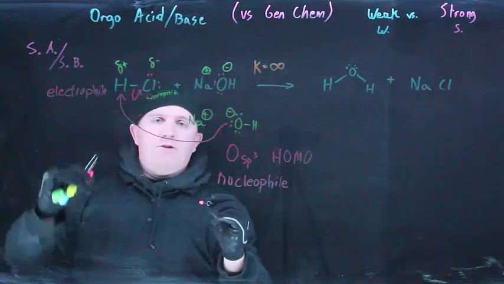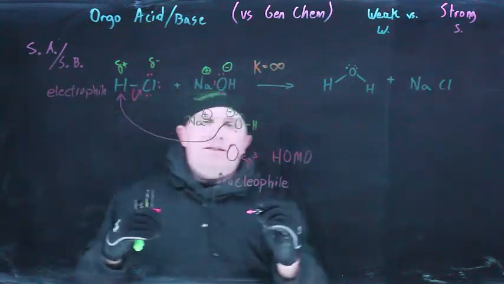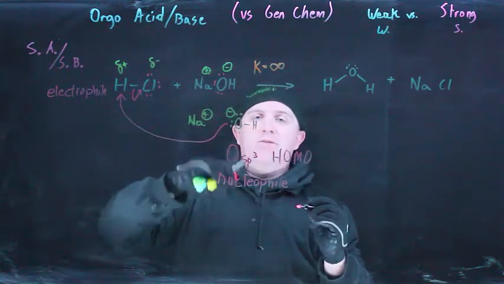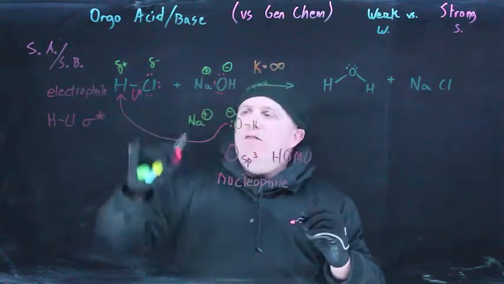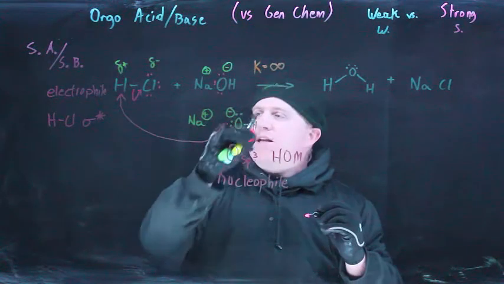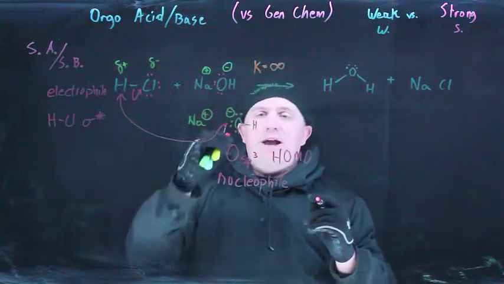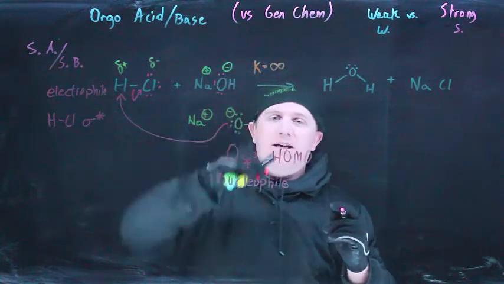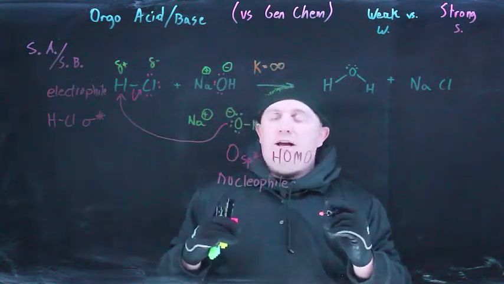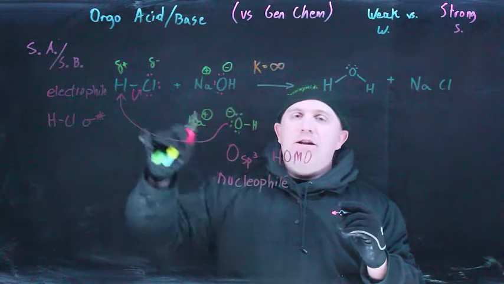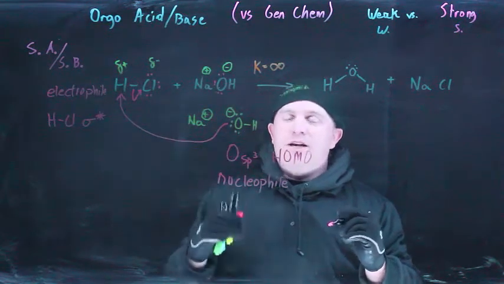And in particular, what's being attacked in this system is the HCl sigma star anti-bonding orbital. The reason this bond ends up breaking is because you're attacking the anti-bonding orbital for the HCl bond. As you fill the anti-bonding orbital with these electrons, that will cause the HCl bond to break. In other words, you are attacking the lowest unoccupied molecular orbital, which in this case is the sigma star.